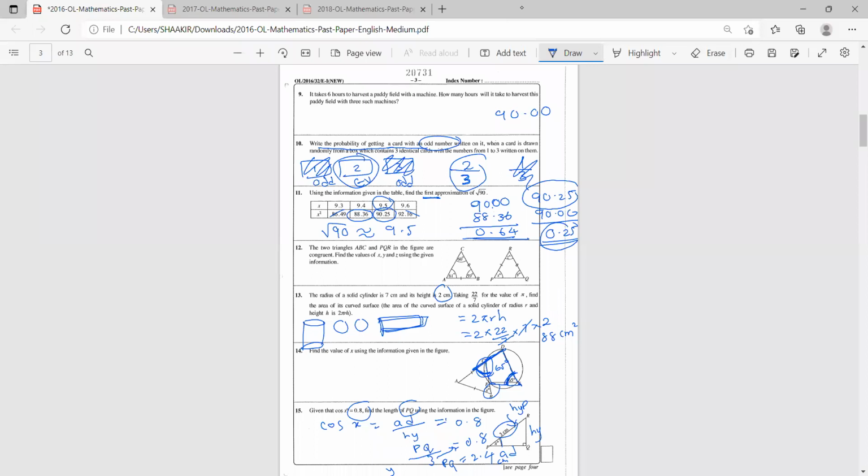Sorry, I have marked it. RP is the hypotenuse. This is opposite, but I explained it correctly. This is opposite. Okay, this is adjacent. So anyway, you need the adjacent side. So the adjacent side is PQ, and the hypotenuse side is 3 centimeter. Therefore, when you multiply, you will be getting 2.4.